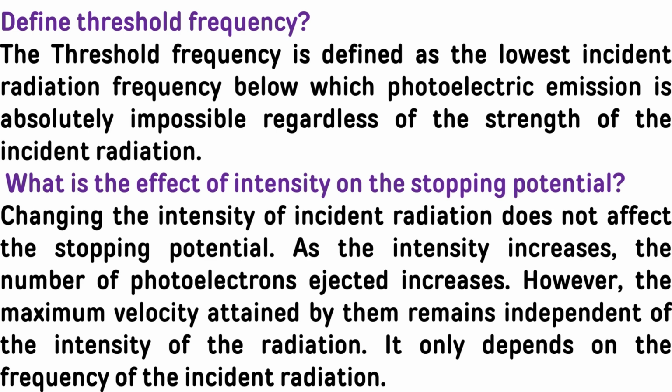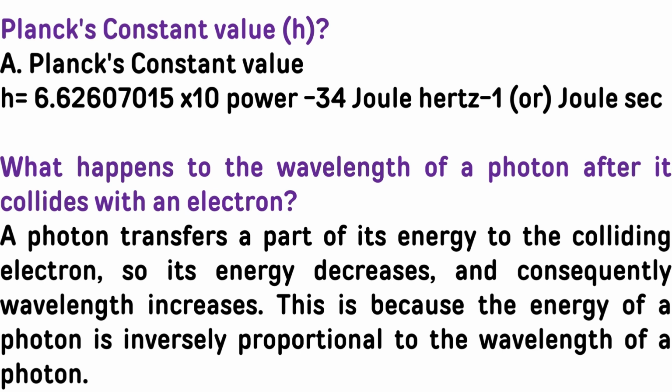Planck's constant value. Planck's constant value h equals 6.62607015 times 10 power minus 34 joule hertz inverse, or joule second.